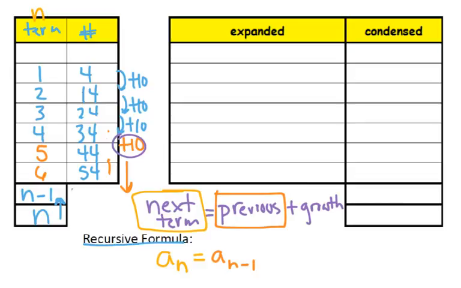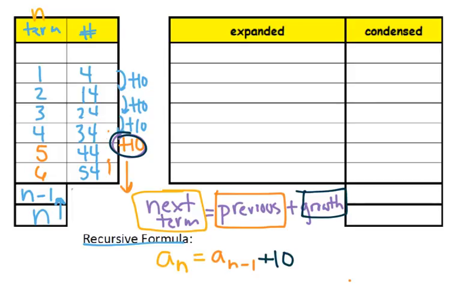Then our growth, that's usually the easy one. It was plus 10, so we add 10. So I have a sub n equals a sub n minus 1 plus 10. And when we're dealing with recursive formulas, this a sub n minus 1 basically doesn't change. We just put our growth on there. That's really the only thing we change.